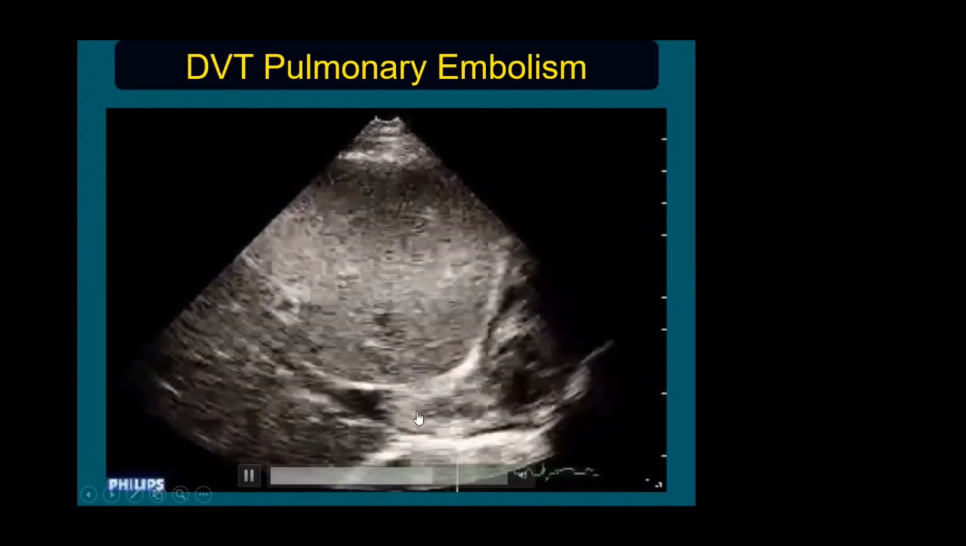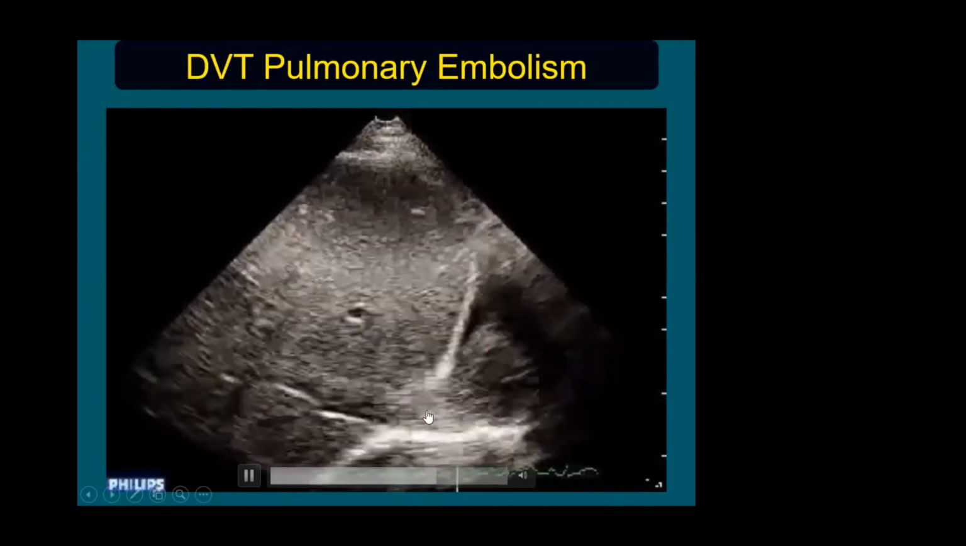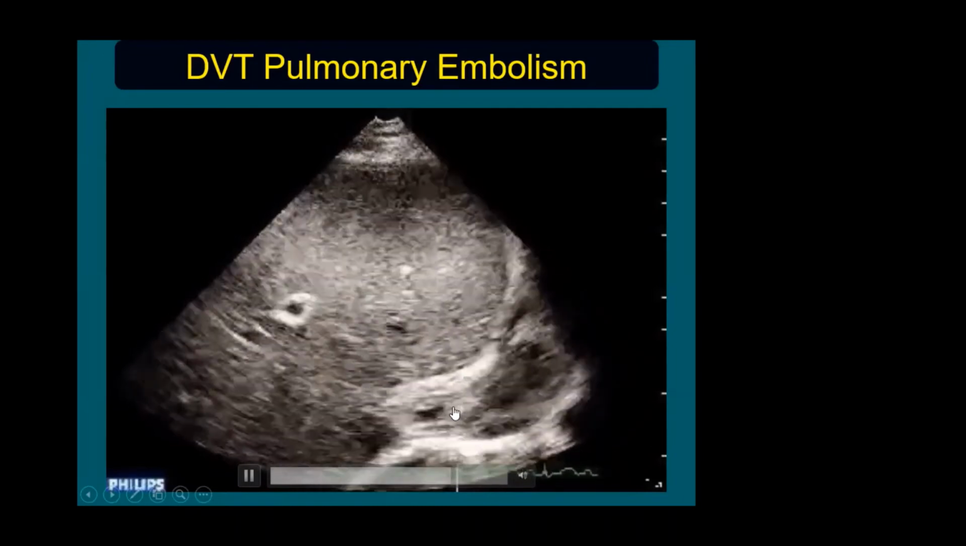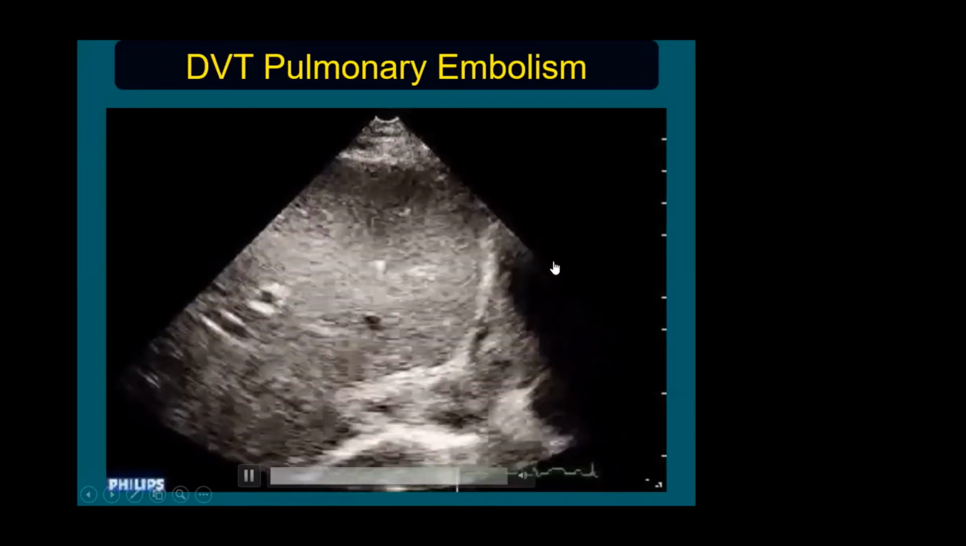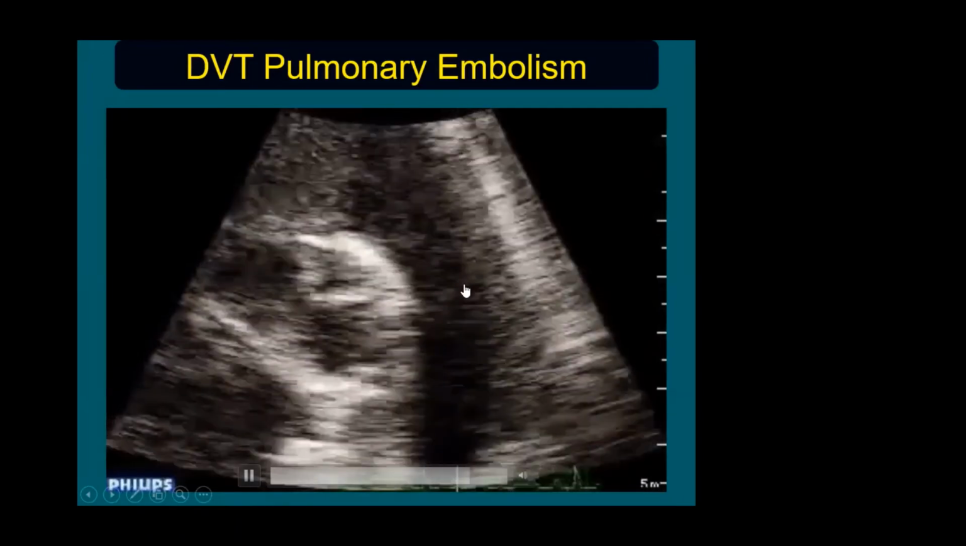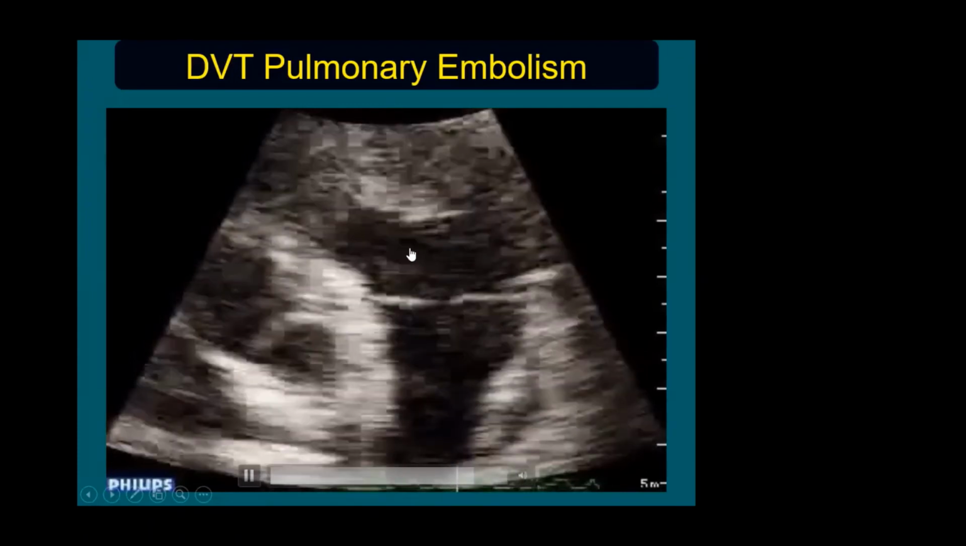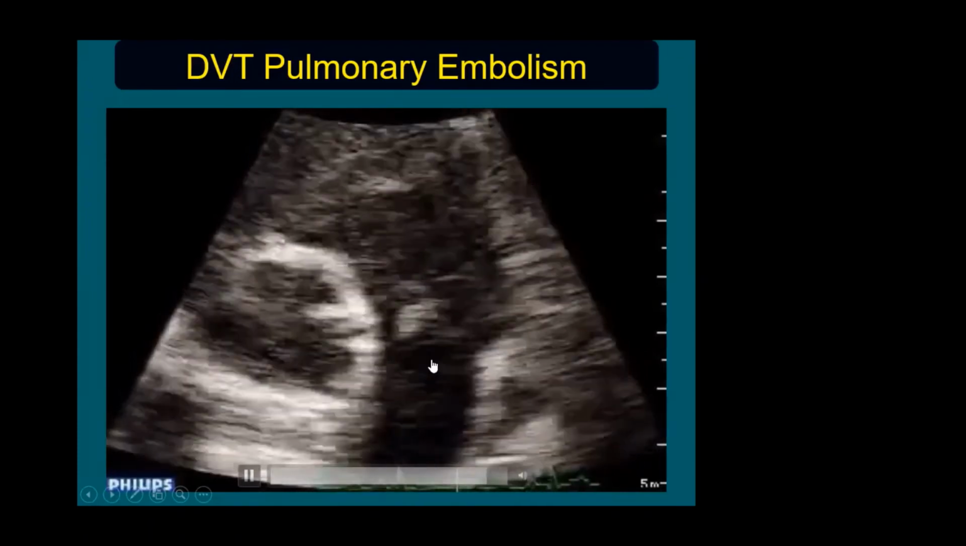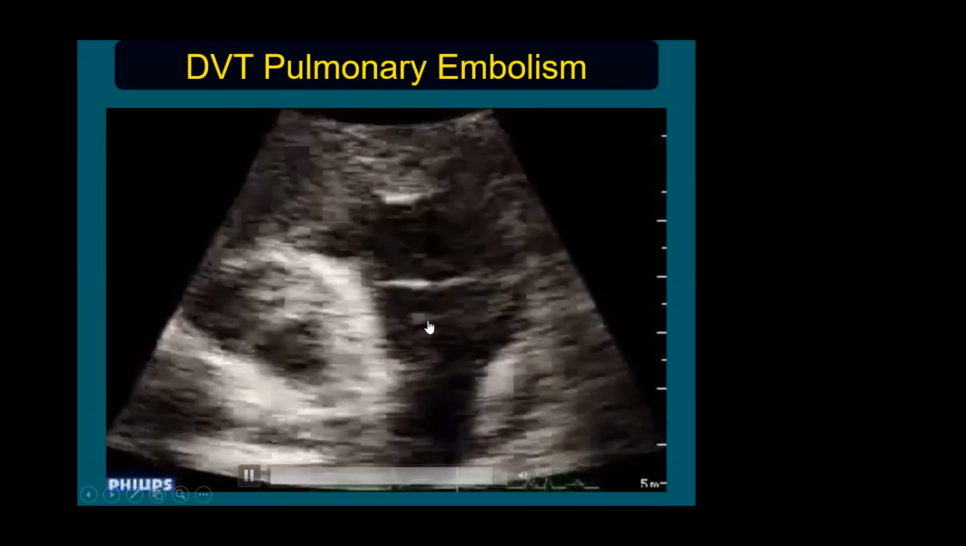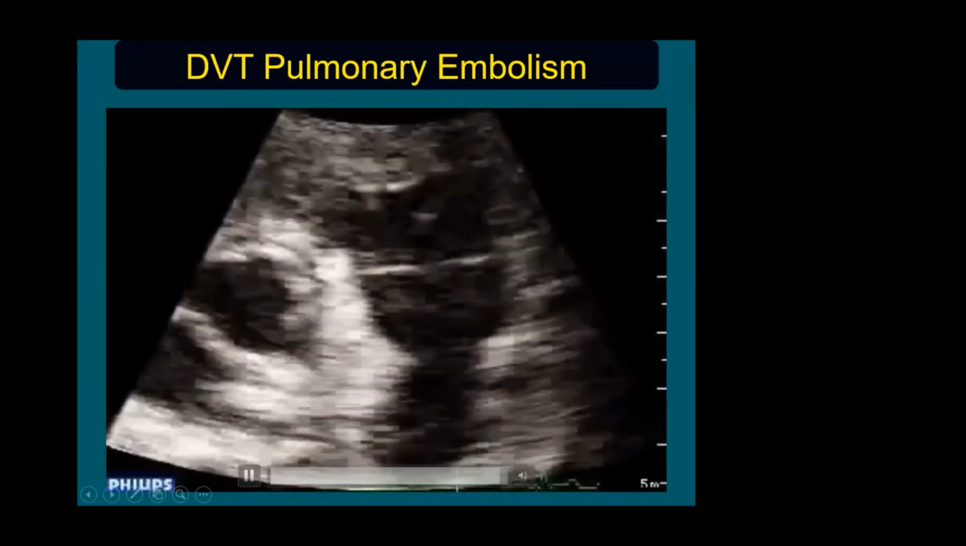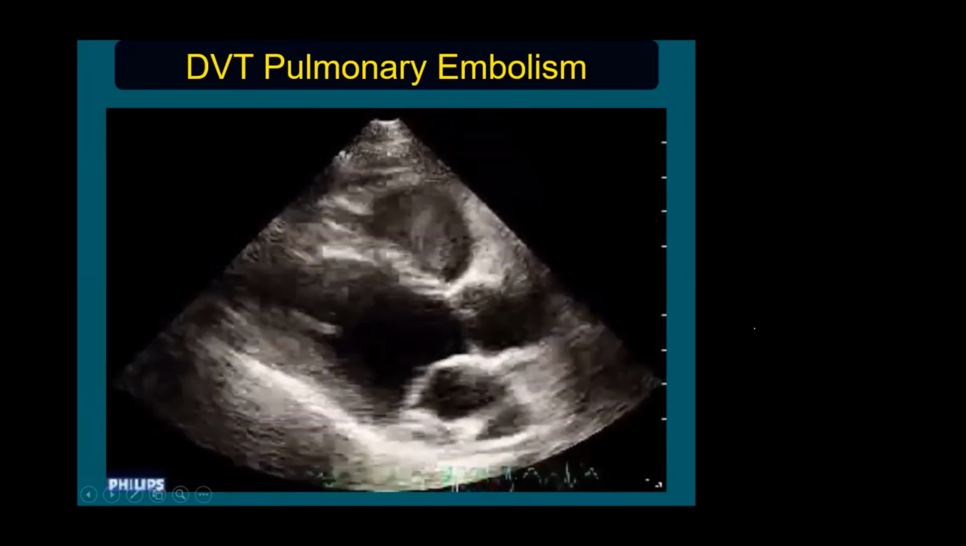And you can see the mass inside the inferior vena cava. It is coming from the inferior vena cava. And also you can identify the masses inside the pulmonary artery. So this is the pulmonary artery. You can see mobile masses inside the pulmonary artery. In this patient, we did a thrombolysis. In spite of thrombolysis, the patient actually succumbed to the pulmonary embolism.